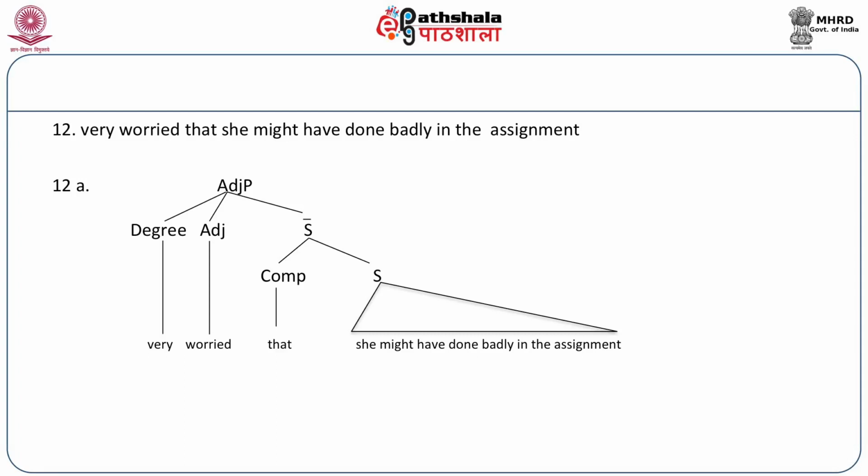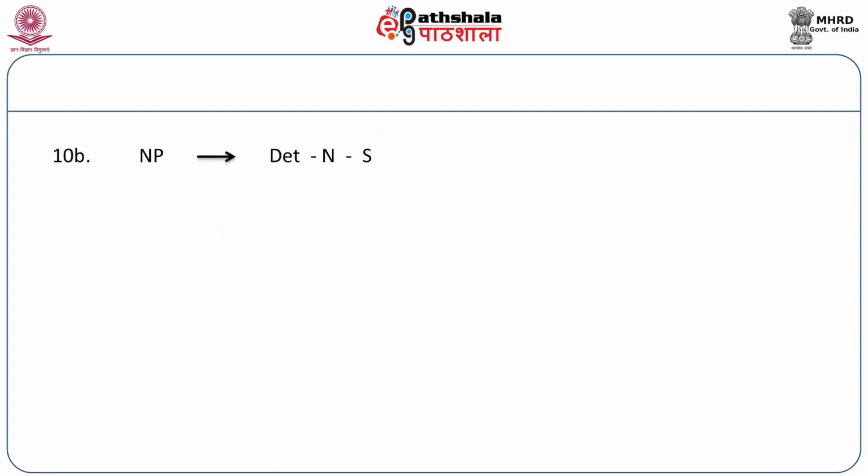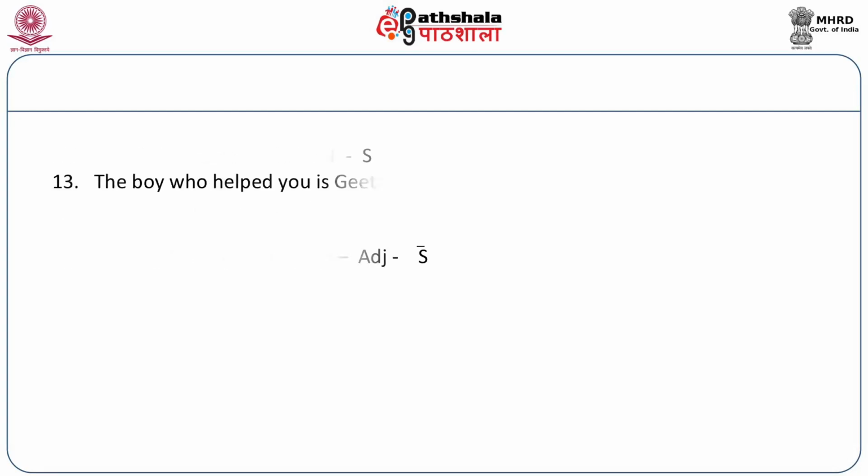That is a clause, so it is an S, and because it is preceded by a complementizer, we call the whole thing an S bar. We can formulate a set of rules for these three phrases. The noun phrase that we looked at had a determiner and noun and an S after that. The preposition phrase had a preposition and an S bar, and in 12b we have the rule for the adjective phrase where we have a degree word, then an adjective, and then an S bar.